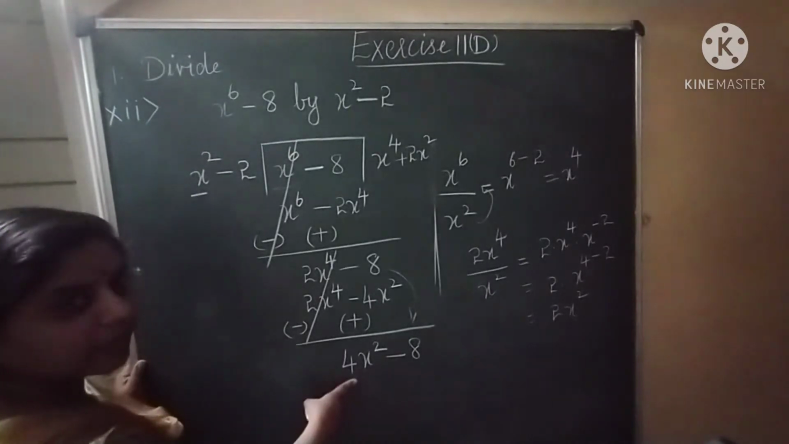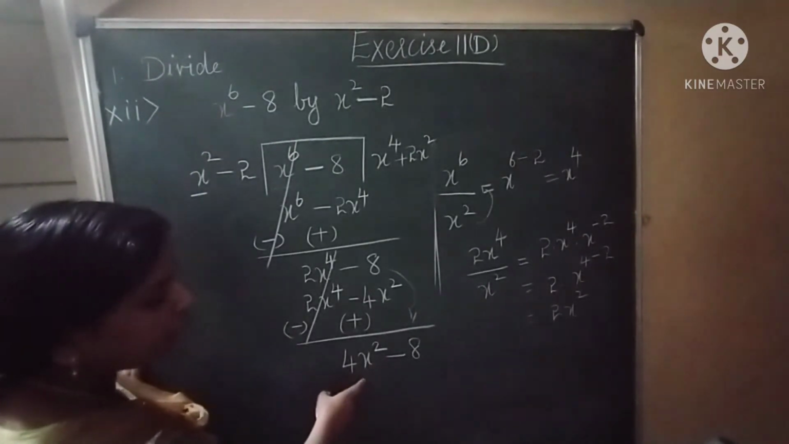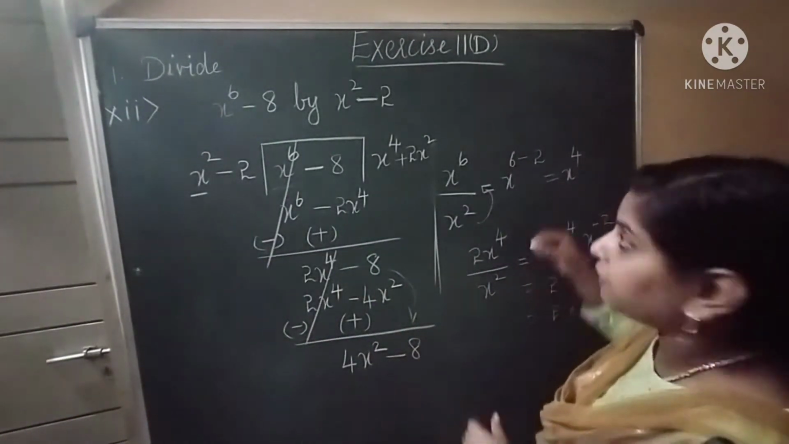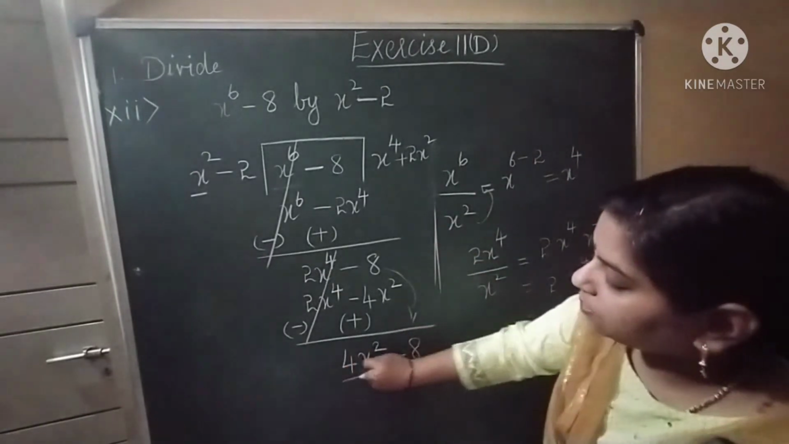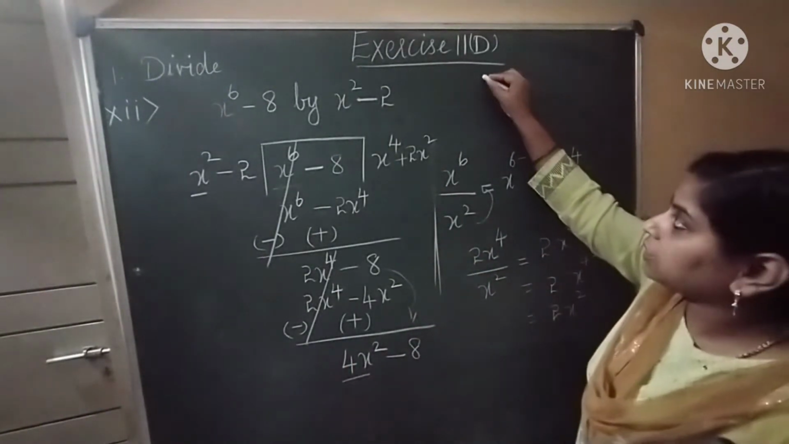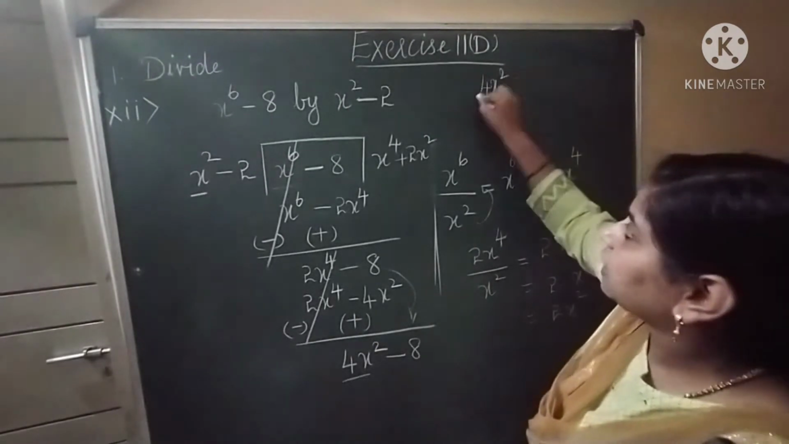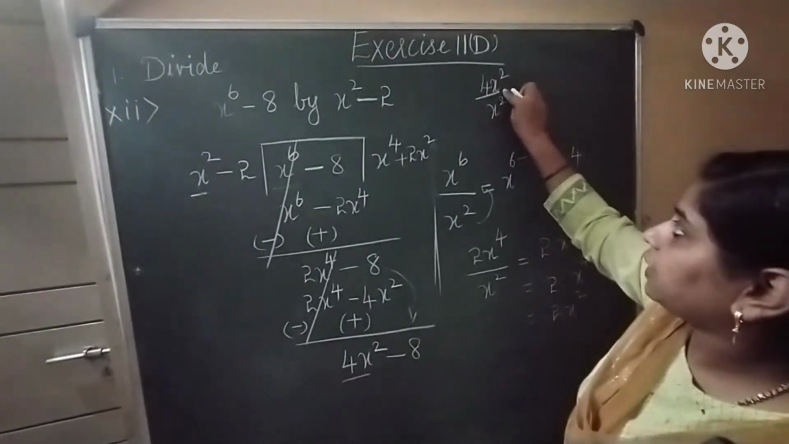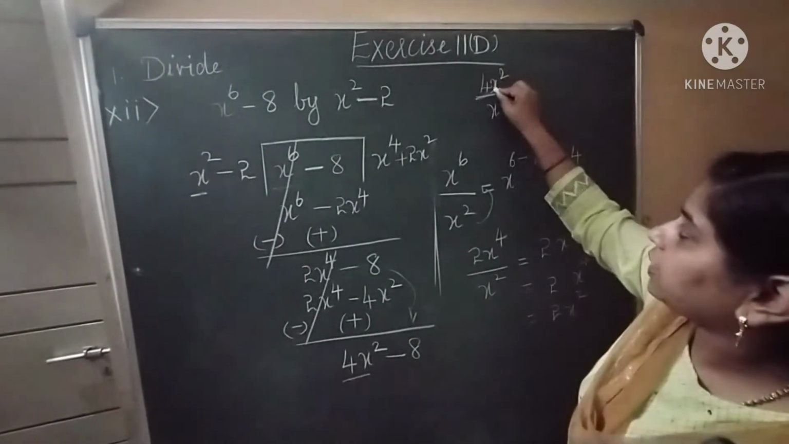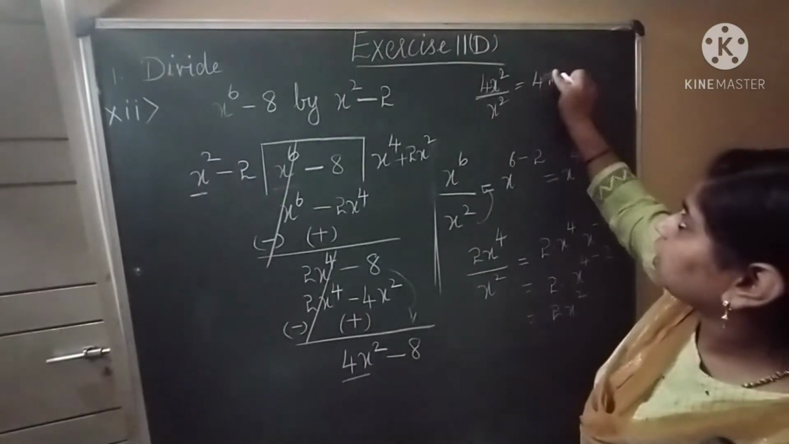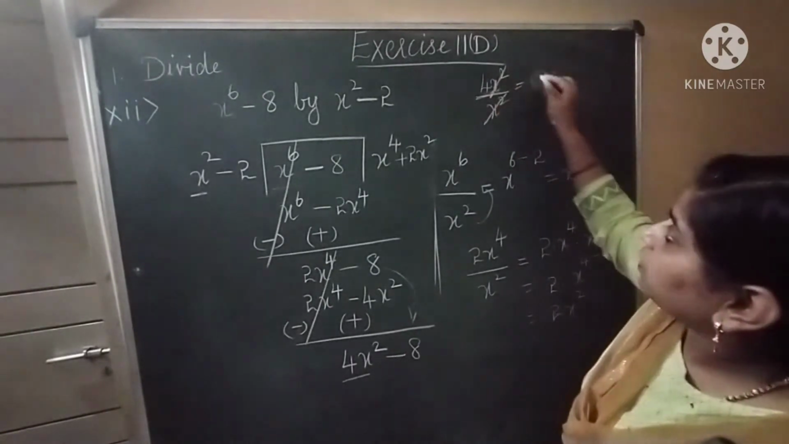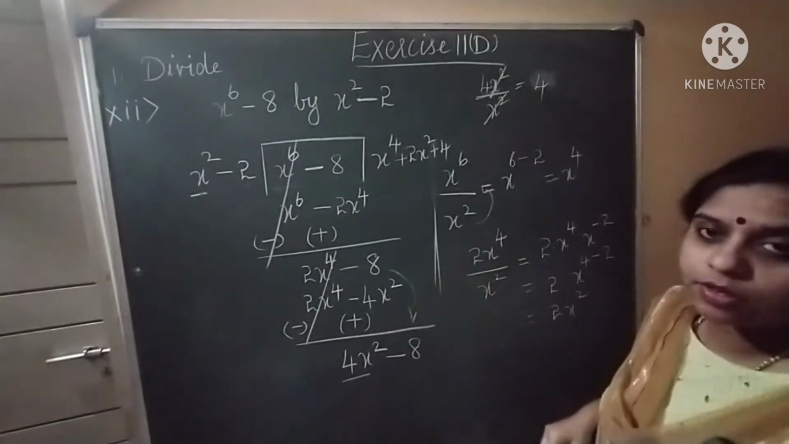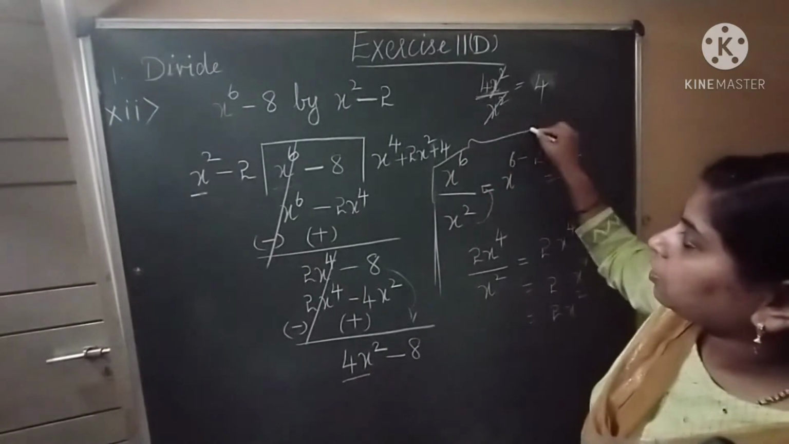Now the remainder is not 0, so you have a remainder. This remainder has become the new dividend. Take the first term of the remainder, that is 4x square, and divide it by the first term of the divisor, that is x square. We are repeating the steps here. The x squares get cancelled and 4 will remain. So that is your quotient term, that is 4.